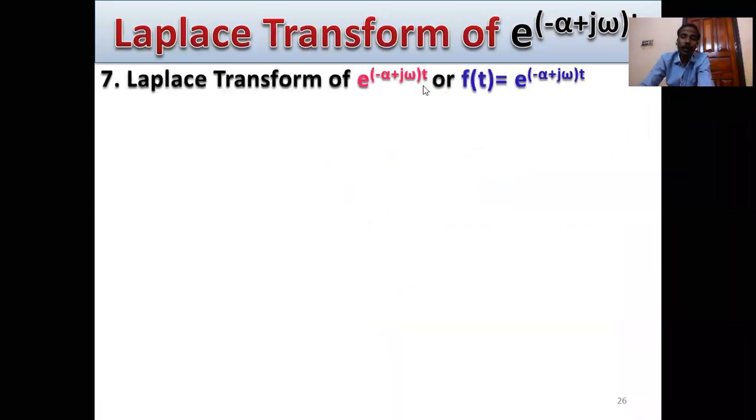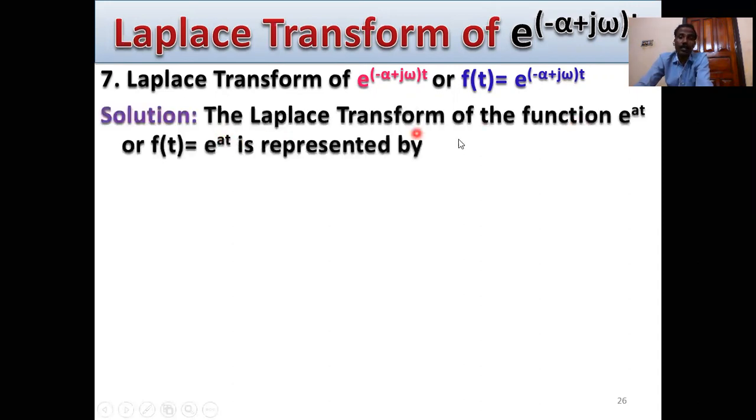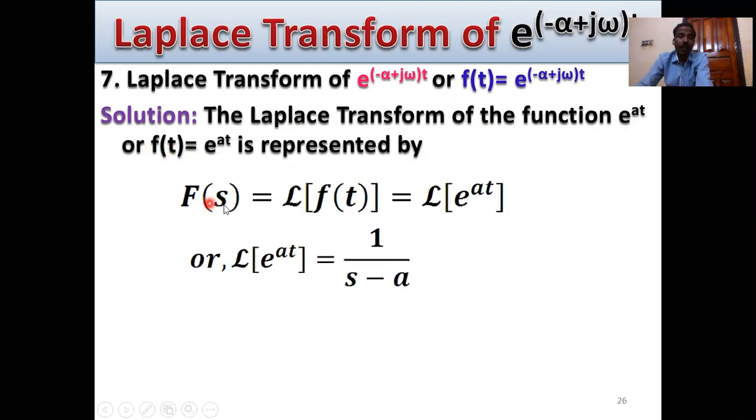Laplace transform of e to the power minus alpha plus j omega t, or f of t equals e to the power minus alpha plus j omega whole into t. What is the solution? The Laplace transform of the function e to the power at, this is the common function. So f of t equals e to the power at is represented by F of s equals Laplace transform of f of t equals Laplace transform of e to the power at, already proved, 1 by s minus a. Here a equals what? a equals this function, minus alpha plus j omega.